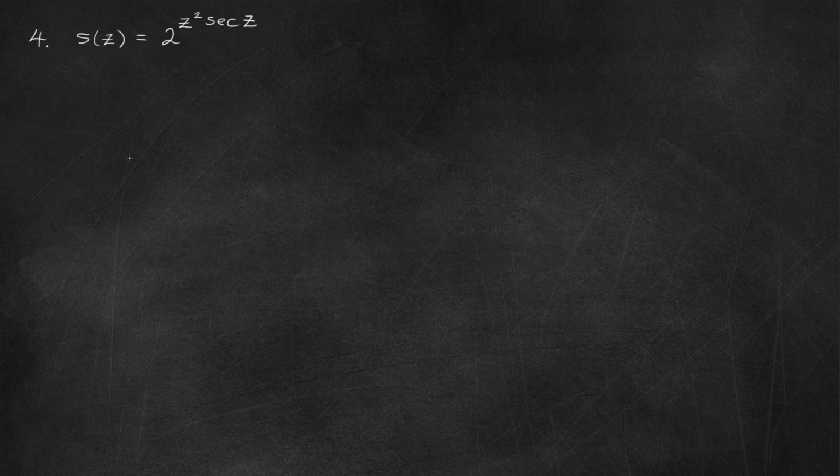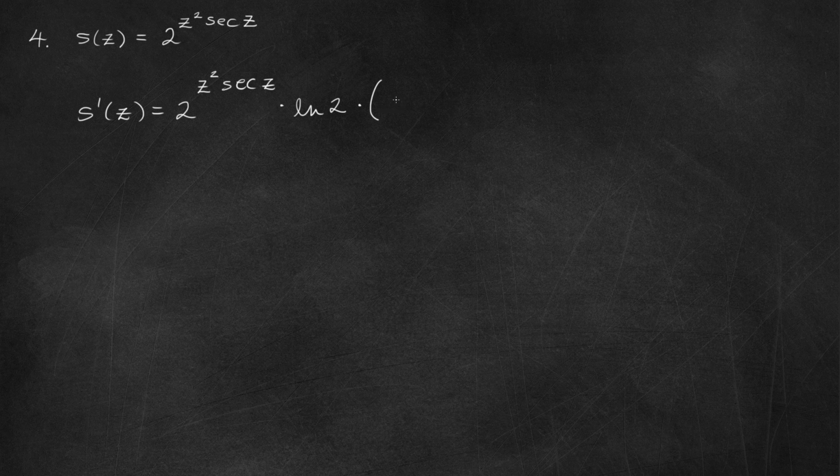Number 4, s of z equals 2 to the power z squared secant z. So my outside function is 2 to the power stuff. My inside function is z squared secant z. So we start by taking the derivative of the outside function. The derivative of 2 to the power stuff is 2 to the power stuff times the natural log of the base, so natural log of 2, times the derivative of the stuff. And the derivative of the stuff requires product rule.